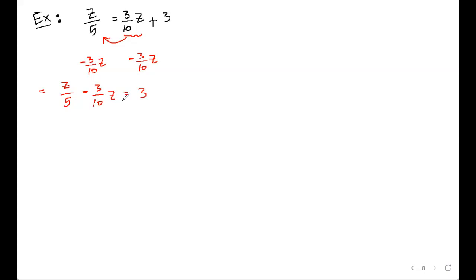Now, how can I solve something like that? Z over 5 minus 3 over 10 z equal 3. For something like that, I combine the coefficients to make one variable. So I combine the factors, okay? So this is equal to 1 over 5 minus 3 over 10, everything multiplied by z, equal 3. Makes sense? Because here actually I have 1 z. Now, how can I solve something like that?